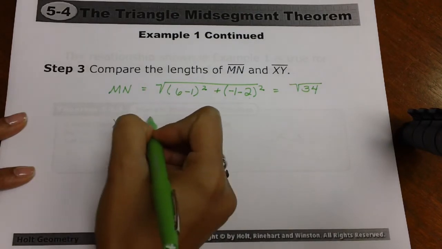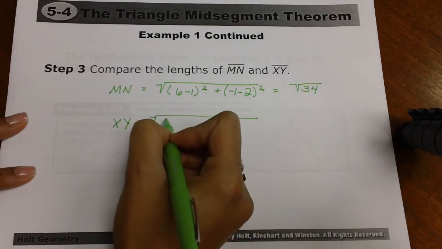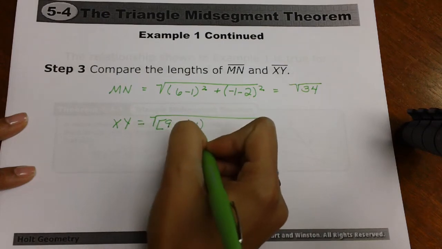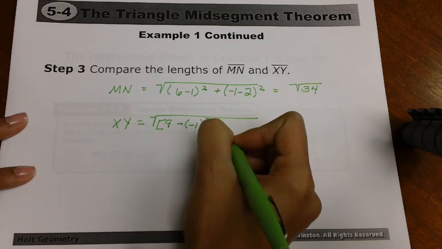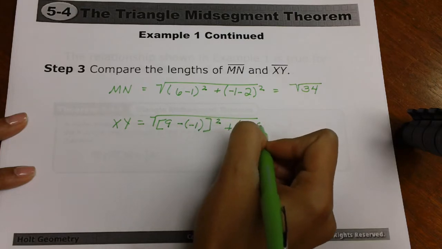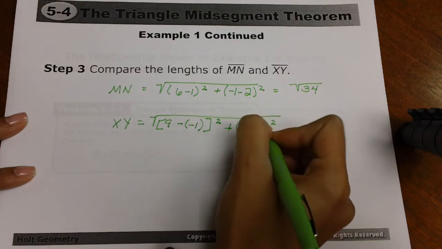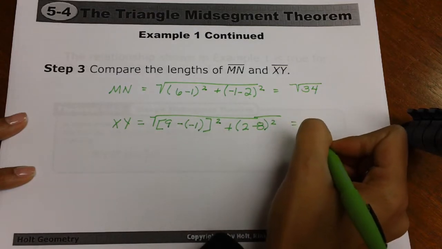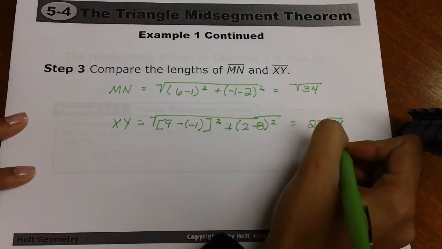I have XY, and that one would be 9 minus -1 squared plus 2 minus 8 squared. And again, if I work that out, this one is going to give me 2 times root 34.